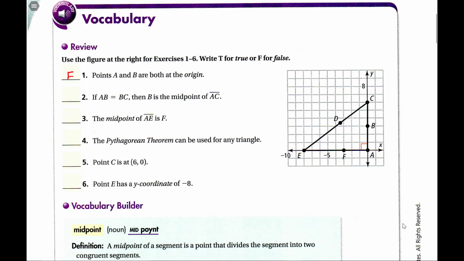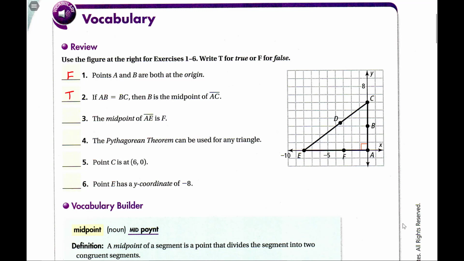Number 2, if AB is equal to BC, then B is the midpoint of AC. And we can look at the diagram that we're given there to the right, and you can clearly see that B is 3 units from A, and it's also 3 units from C. So this is a true statement. And also, just by the transitive property where we have AB is equal to BC, then that must mean that B is the midpoint.